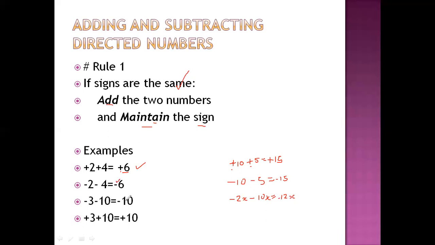Then the signs are the same, minus and minus. What do you do? You add the two numbers, you get 3 plus 10. So the answer here must be 13. But we maintain the sign, so this is very correct again. So I'm taking this correct answer. Then on this one, it's plus and plus, the signs are the same. 3 plus 10, what do you get? You get 13. Again, this was a technical mistake. So this is a 13. Then we maintain the sign. This becomes very correct.